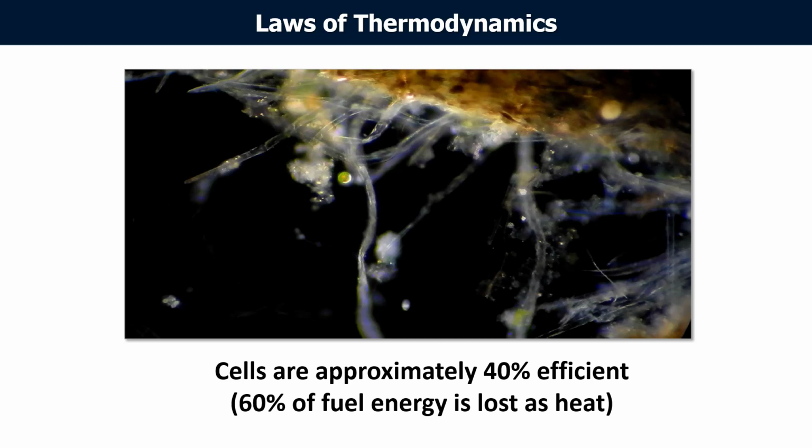Cells are approximately 40% efficient, and 60% of the fuel energy, like the energy that came in as glucose, is lost as heat. You've got great firsthand experience with this if you've ever exercised or gone through a workout. So you're sitting there on the treadmill or on the bicycle, and your legs are moving, your arms are moving, and you can tell your body's heating up, you're starting to sweat, and you're giving off heat because you're converting the food you ate that day, your fuel, into the motion to do the running or the cycling.